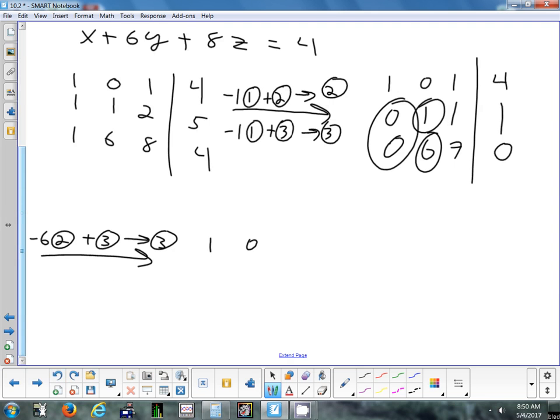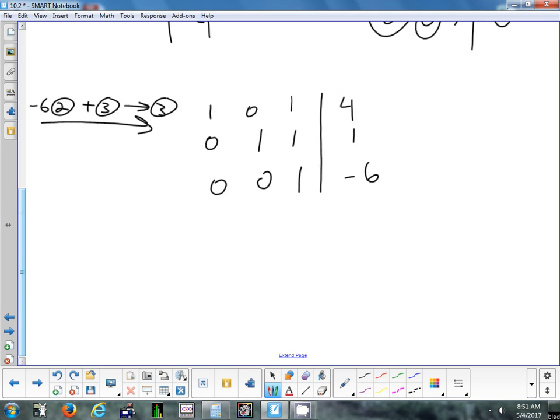So we got 1, 0, 1, 4, 0, 1, 1, 1. And now we have to go through the calculation. What's 0 times negative 6 plus 0? 1 times negative 6 plus 6? 1 times negative 6 plus 7? Oh, that's nice. And then 1 times negative 6 plus 0? Negative 6. So in this problem, what ended up happening is we already got a 1 where we wanted it, so we already know one of our answers.